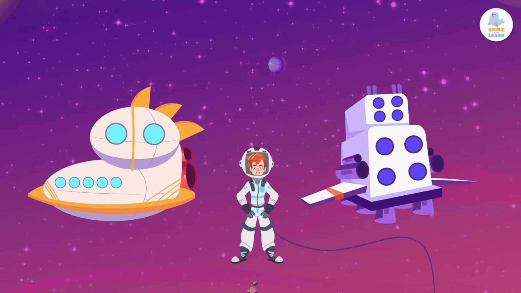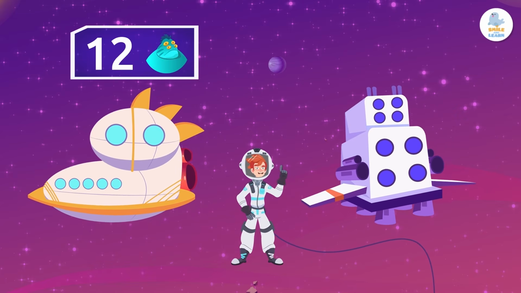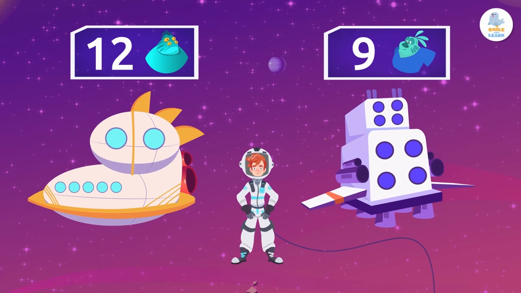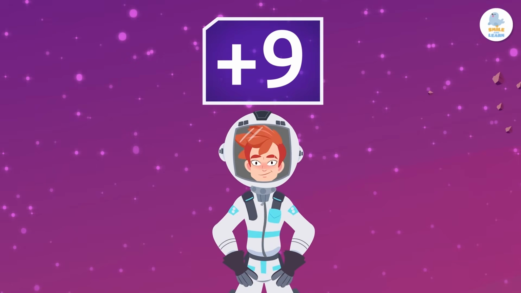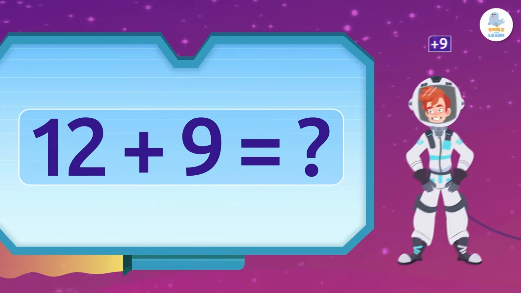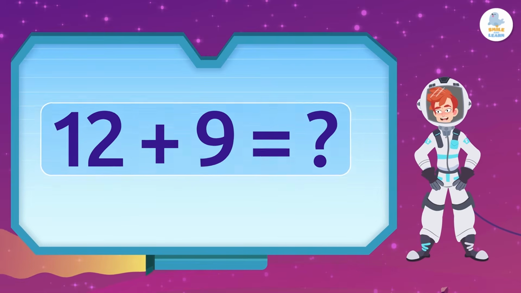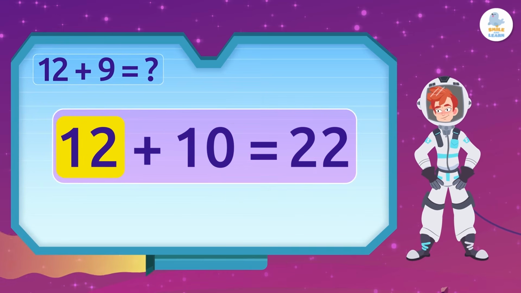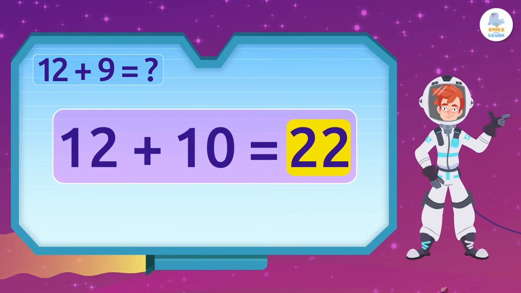How many Martians are there on 2 spaceships if there are 12 on one and 9 on the other? Let's start by learning the trick to add 9 quickly. We're going to add 12 plus 9. So first we're going to add 10 Martians to the 12 on the other ship. Now we have 22. Easy, right?